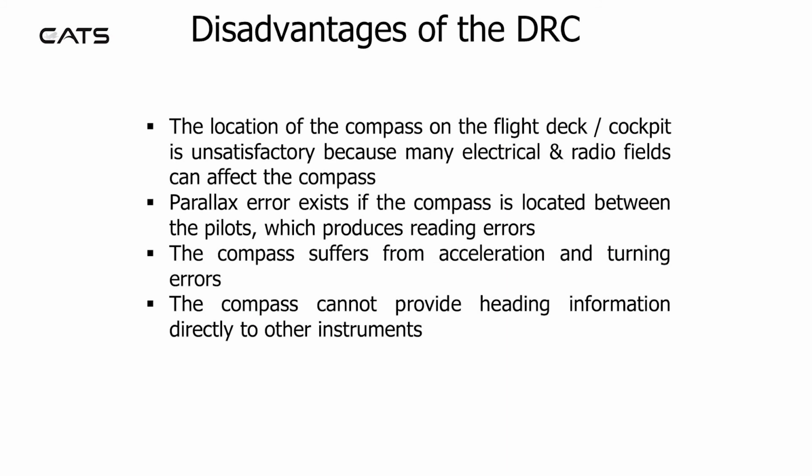Disadvantages of the direct reading compass. The location of the compass on the flight deck cockpit is unsatisfactory because many electrical and radio fields can affect the compass. Parallax error exists if the compass is located between the pilots, which produces reading errors. The compass suffers from acceleration and turning errors. The compass cannot provide heading information directly to other instruments.